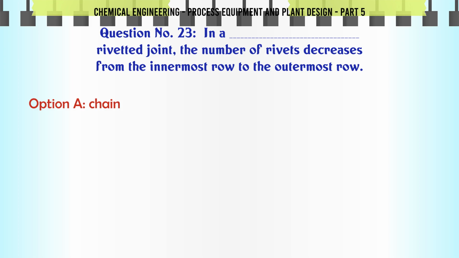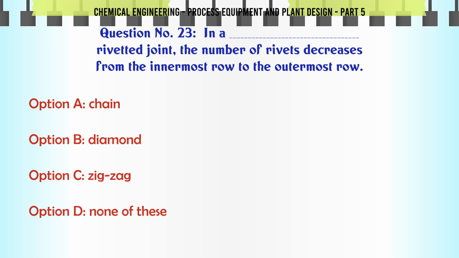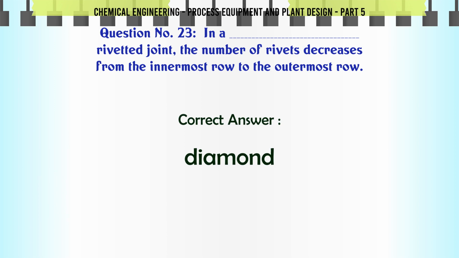In a riveted joint, the number of rivets decreases from the innermost row to the outermost row. A. Chain, B. Diamond, C. Zigzag, D. None of these. The correct answer is diamond.